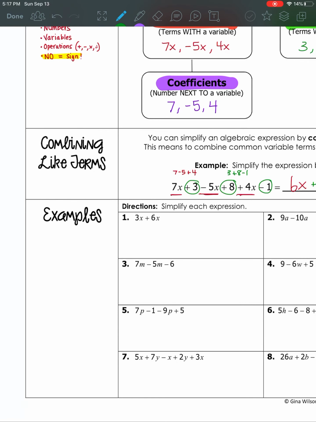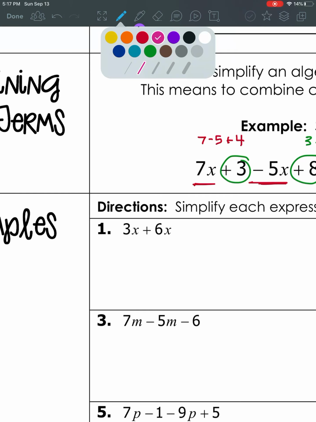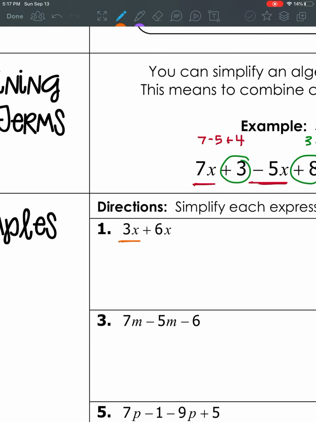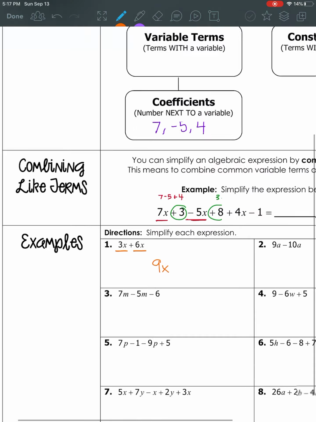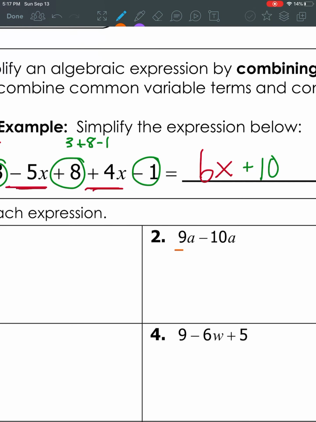Okay, what we can do, if you noticed what I did in that example there, you can use different colors, you can use different shapes. Notice I underlined the terms that had the variable, and then I circled the constants. Or you could, like I said, use different colors, however you would like to show like terms. So let's look at 3x, and then this term also has an x. So 3x plus 6x, 3 plus 6 is 9, and then we want to have that variable x on it, okay? And that's all we have to do.